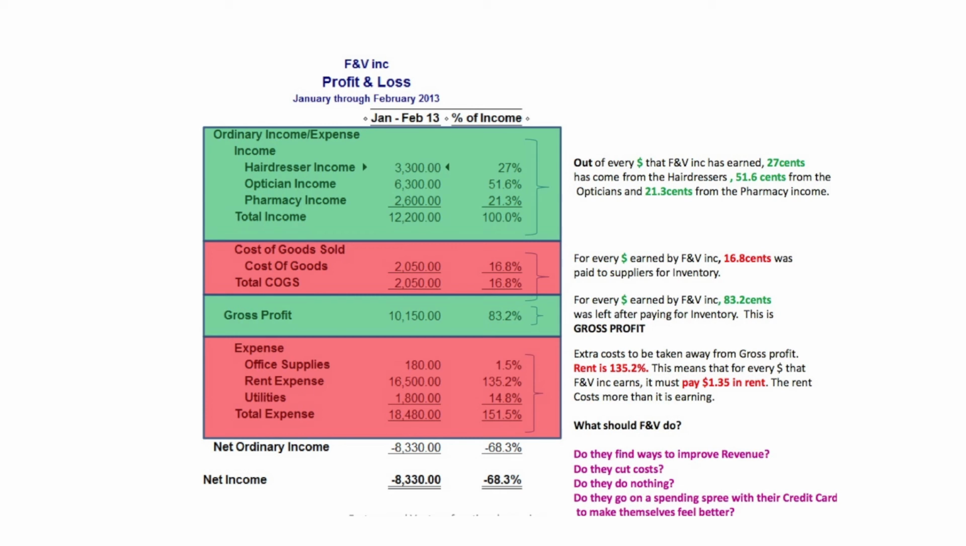What should Fortune & Venture do? Do they find ways to improve revenue? Do they cut costs? Do they do nothing? Do they go on a spending spree with their credit card to make themselves feel better?